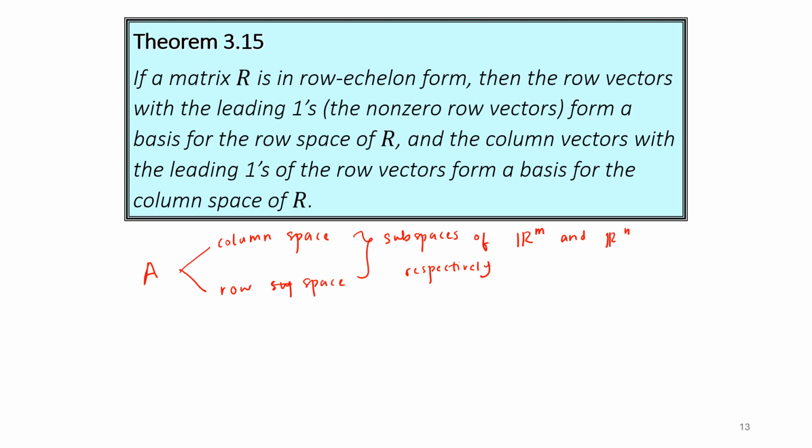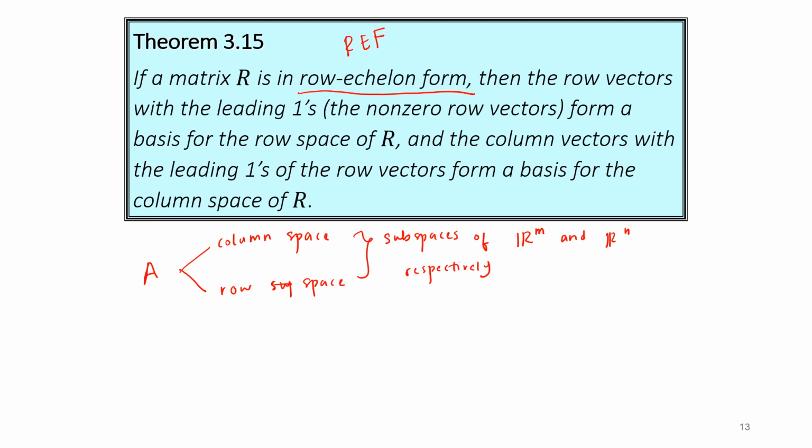Okay, therefore, since they are subspaces, they are also vector spaces, and we know that every vector space must have a basis. So this theorem helps us to get a basis for column and row vectors. However, to use this theorem, we need to make sure that the matrix is already in row echelon form.